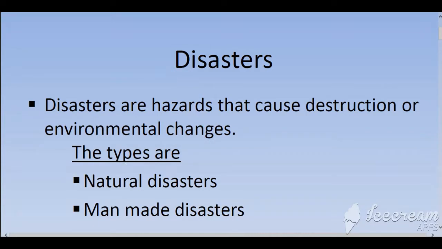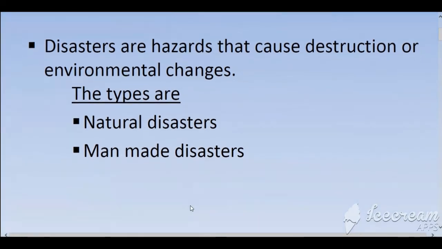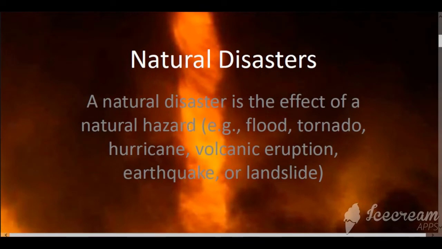There are two main types of disasters: natural disasters and man-made disasters. In our unit, we speak about natural disasters. A natural disaster is the effect of a natural hazard, for example, flood, tornado, hurricane, volcanic eruption, earthquake, or landslide.